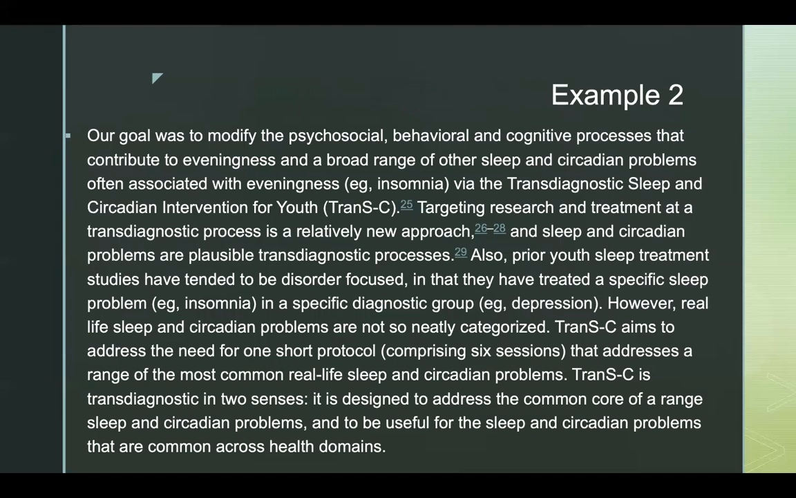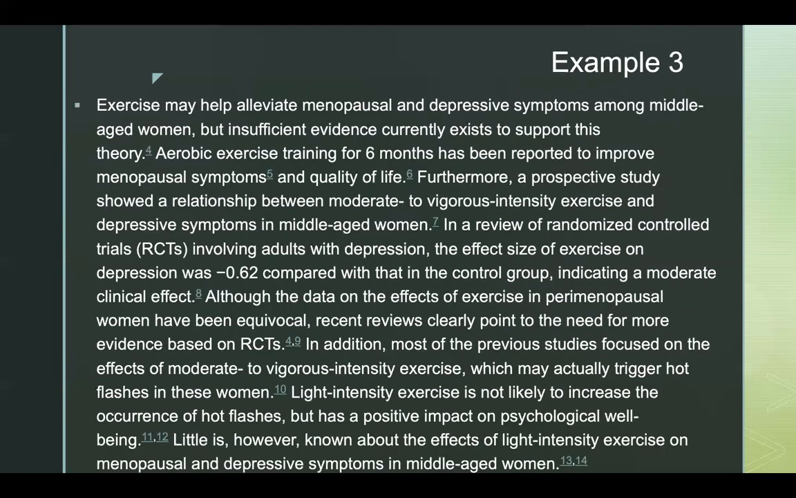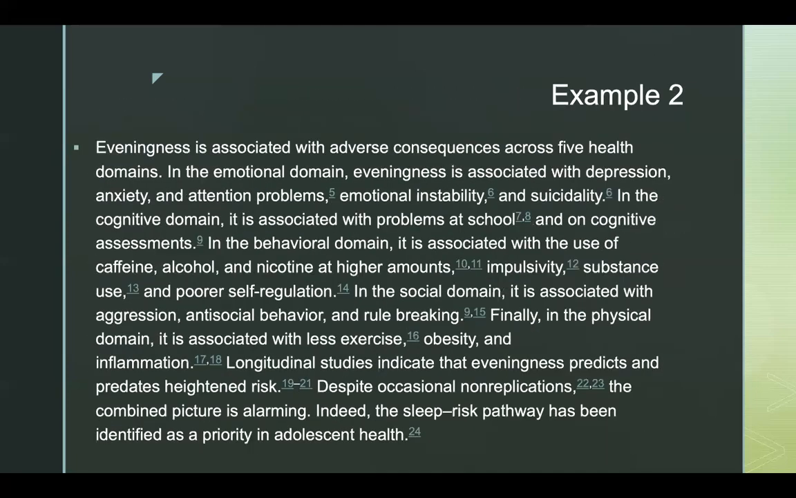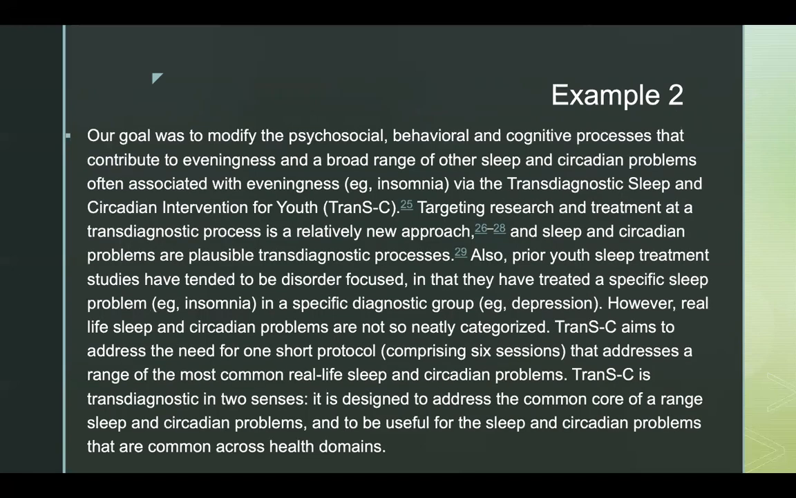And so they said at first, maybe we can modify eveningness with psychosocial, behavioral, and cognitive processes. And then there's this thing about how does that work? So if we go back to example 2, how does it work, eveningness? How does all of that happen? What are the things about eveningness, right? So they want to modify it, and they're saying, here are some things that might be effective in our intervention.